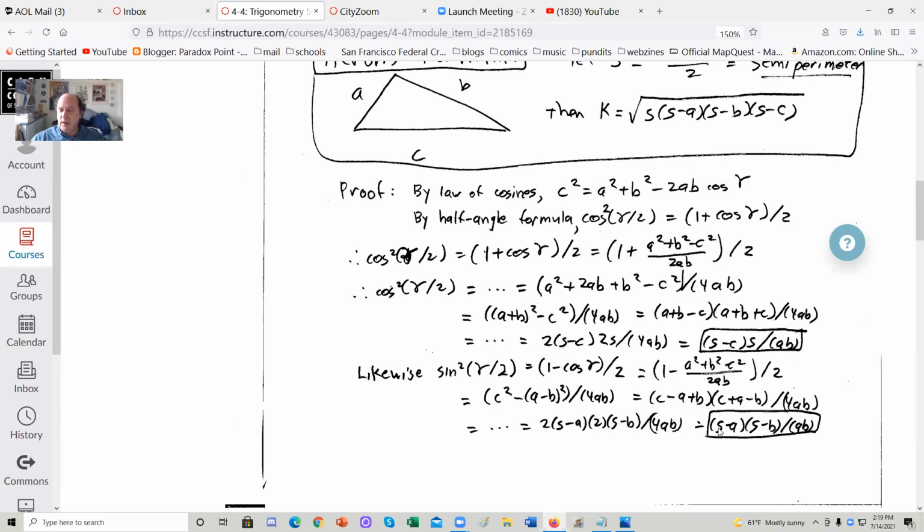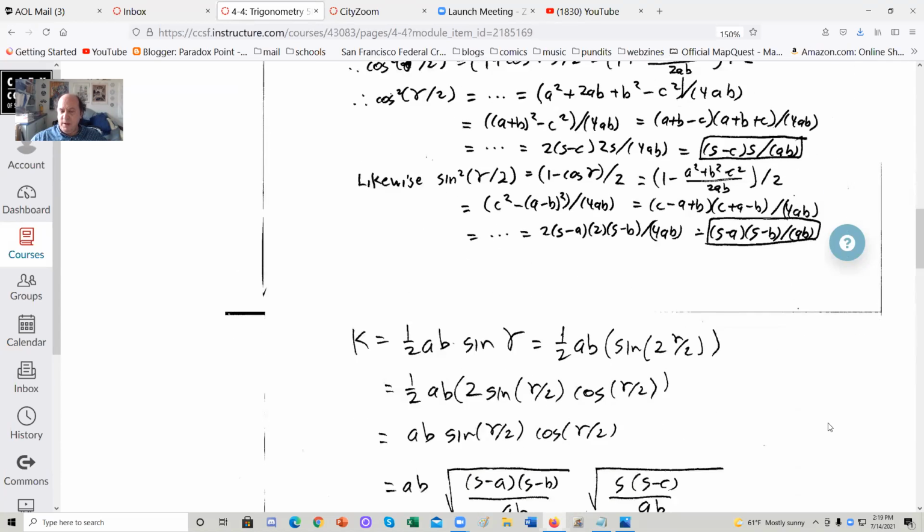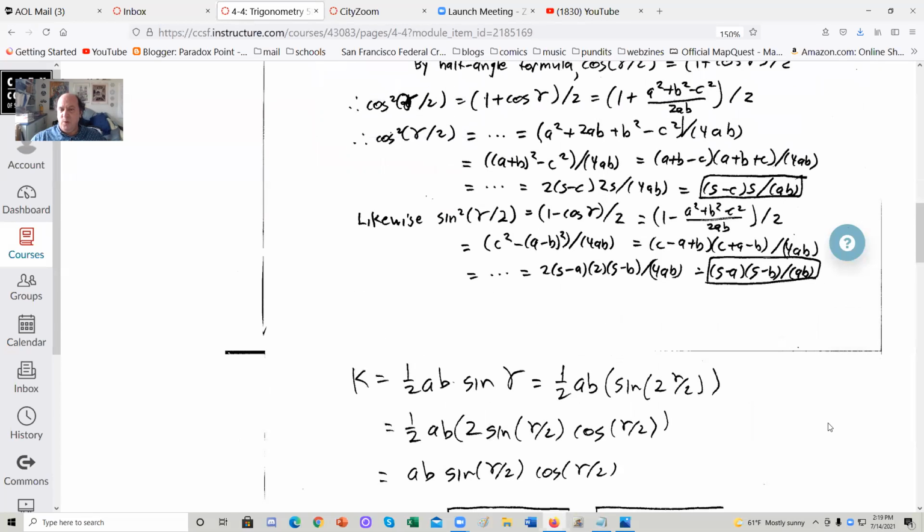After the 2's cancel, you get (S minus A)(S minus B) over AB. So this is the square of cosine of half gamma. This is the square of sine of half gamma. And the reason why we bother with that is that K is a half AB sine gamma.